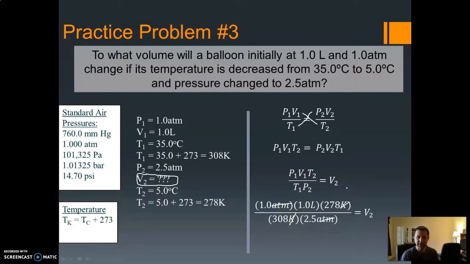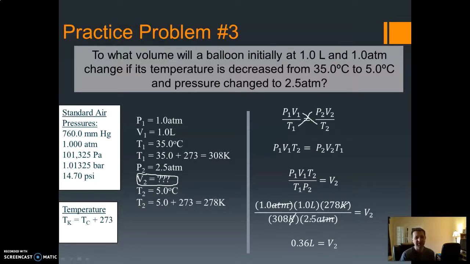How many sig figs do we need in this answer? We need 2, right? 1.0 atmospheres has 2 sig figs. 1.0 liters has 2 sig figs. 278 Kelvin has 3. 308 Kelvin has 3. 2.5 has 2. So we round to 2 sig figs here. And if you do that correctly, I think you get 0.36 liters of gas. Okay, that will be your volume. That will be your V2 here for this problem.